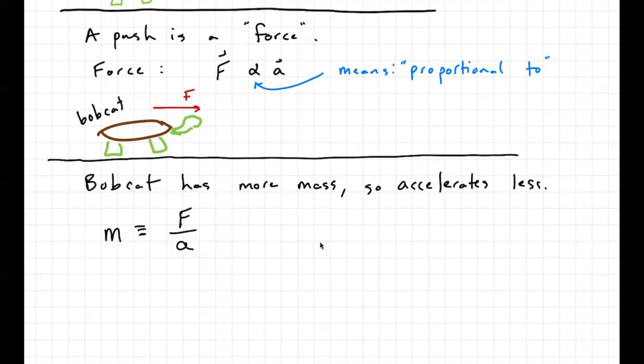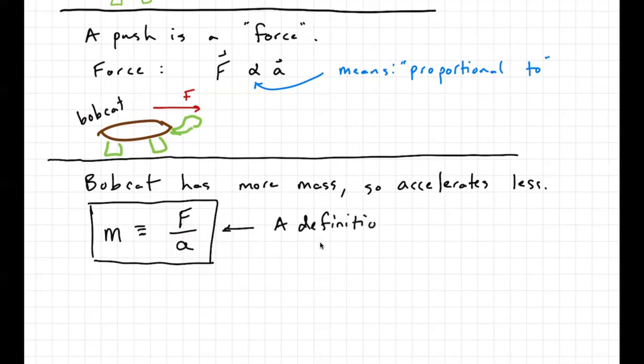This is a definition for mass. You could define mass in other ways. And we'll call this inertial mass.